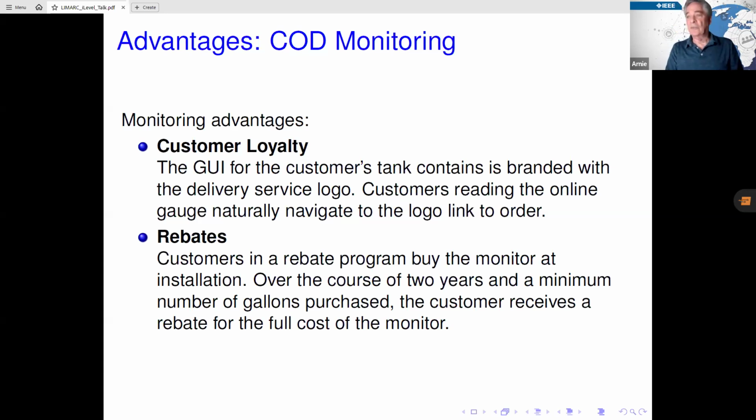Most of these COD delivery services have rebate programs. For instance, the rebate program that one of our customers used was that they would charge the customer $200 for the monitor, and then for a certain number of gallons delivered over the first year, they'd rebate $100. In the second year, they'd rebate the second 100, and the third year, of course, the monitor was free.